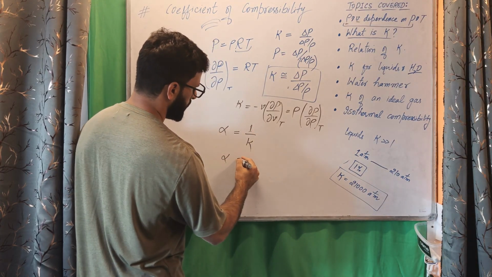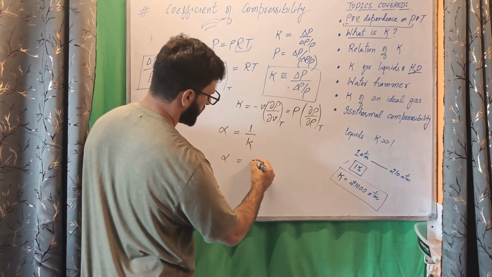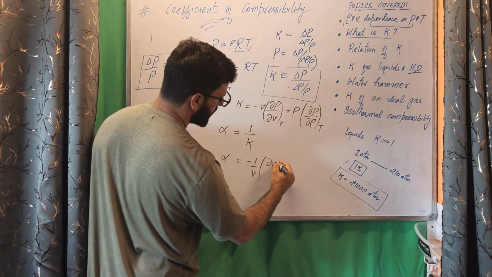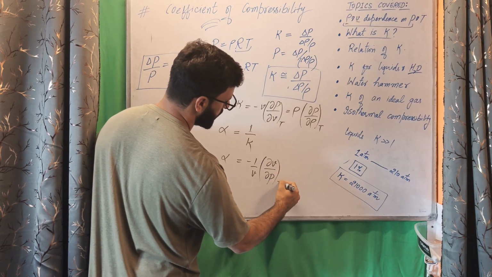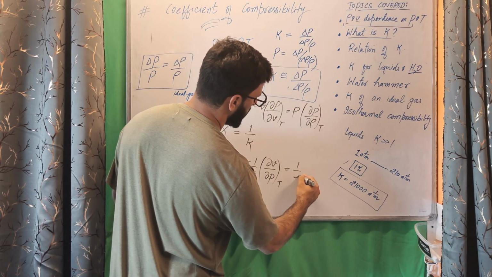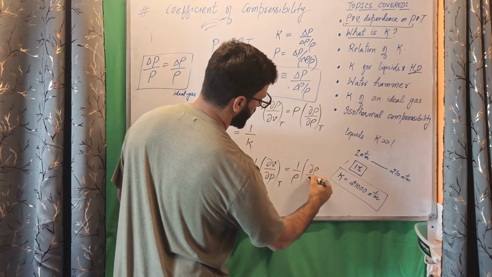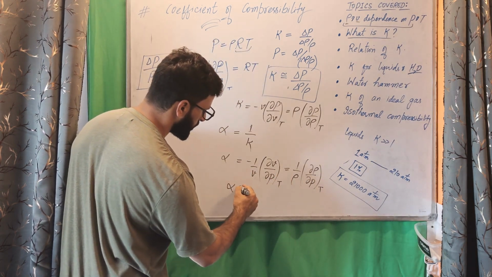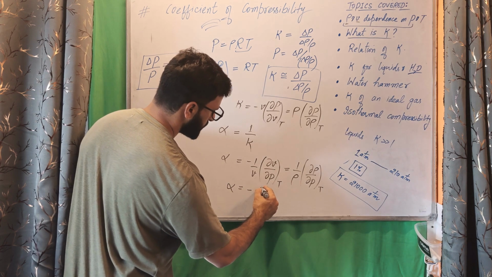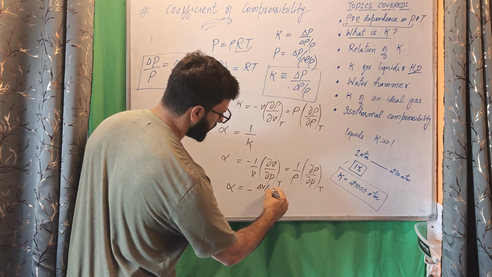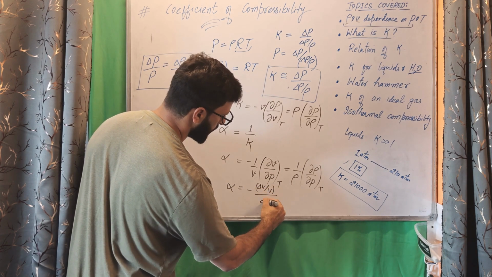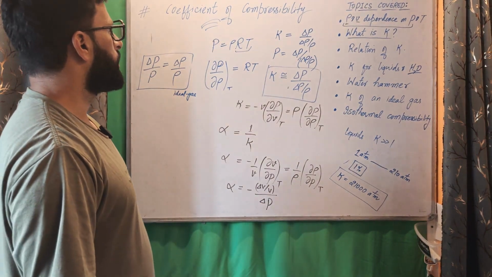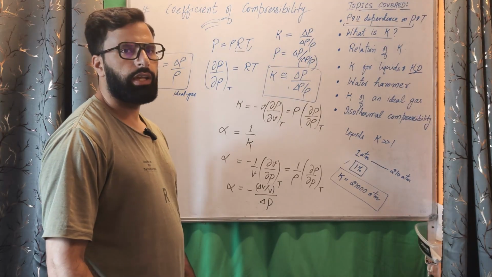So if we reciprocate this, it will be minus 1 by V dou V by dou P at T, or in terms of density it will be 1 by rho dou rho by dou P at T. And you can use the approximate relations as minus delta V by V in the numerator divided by delta P, similarly for density. So this was isothermal compressibility.